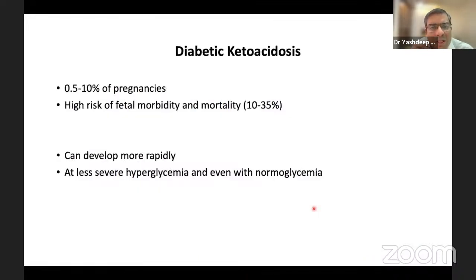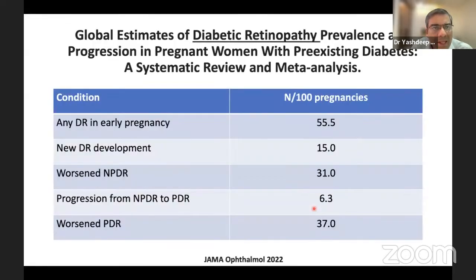Coming to another complication, diabetic ketoacidosis, there is a difference as compared to the non-pregnant state. It can affect 0.5 to 10% of pregnancies. There is high risk of fetal morbidity and mortality. The difference is that diabetic ketoacidosis in the pregnant state can develop more rapidly, at less severe hyperglycemia, and even with normoglycemia. So if there are any warning symptoms, the patient has to check the ketones, and if ketones are positive, check the pH so that we can detect DKA at the earliest. The patient needs to be aware of DKA, and education on prevention of DKA should be thorough, preventing this sort of complication.